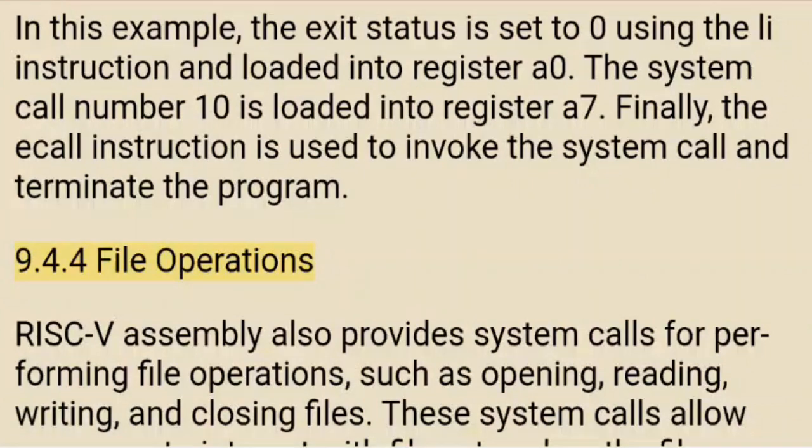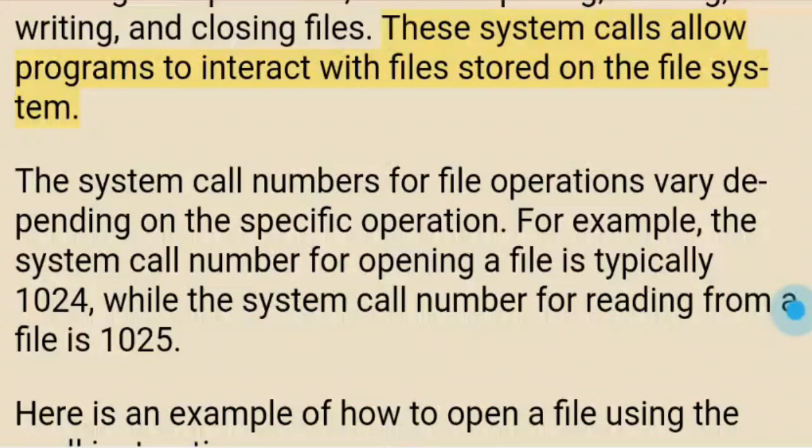9.4.4 File operations. RISC-V assembly also provides system calls for performing file operations, such as opening, reading, writing, and closing files. These system calls allow programs to interact with files stored on the file system. The system call numbers for file operations vary depending on the specific operation. For example, the system call number for opening a file is typically 1024, while the system call number for reading from a file is 1025.